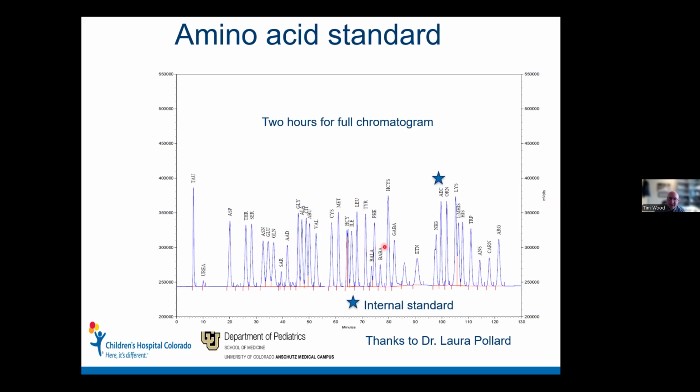And in this case, we've used an internal standard that comes out here at about 100 minutes. I'm going to show you a couple of others where the internal standard comes out much, much earlier.